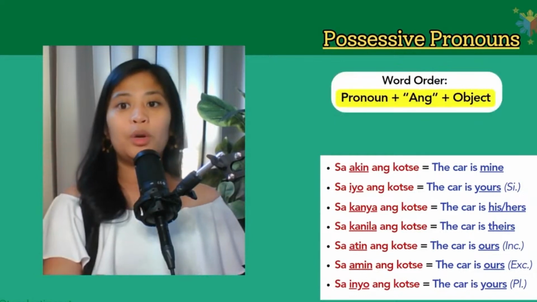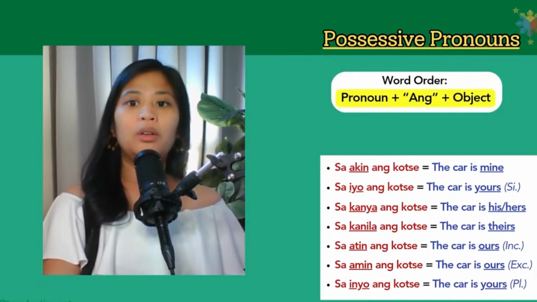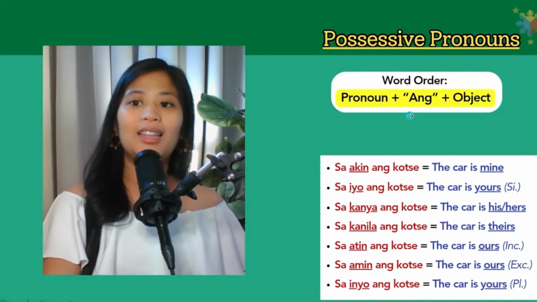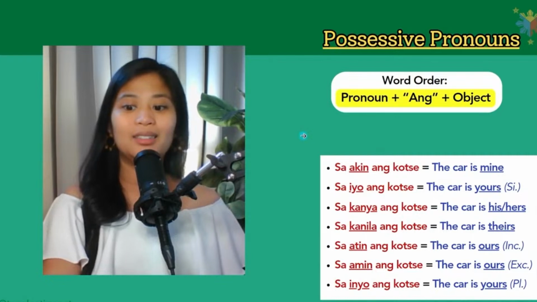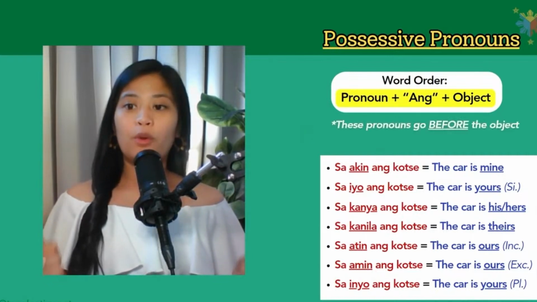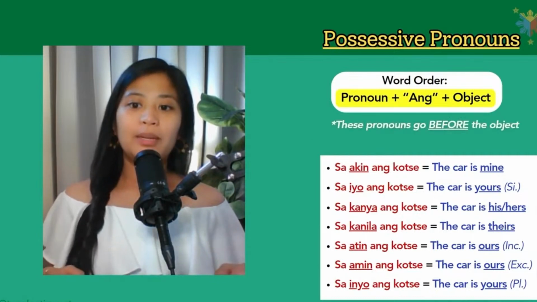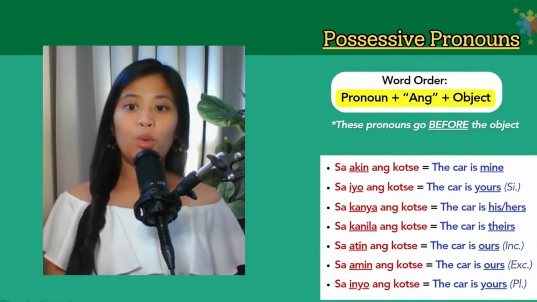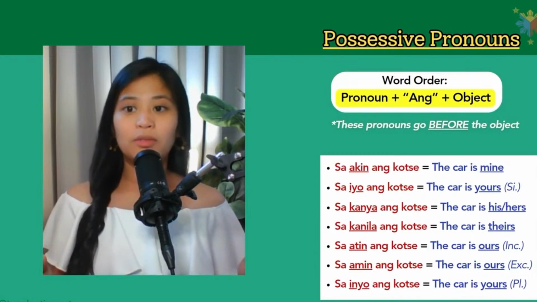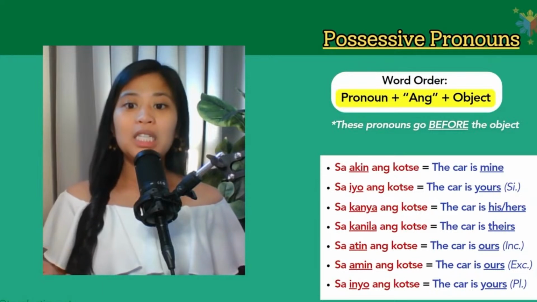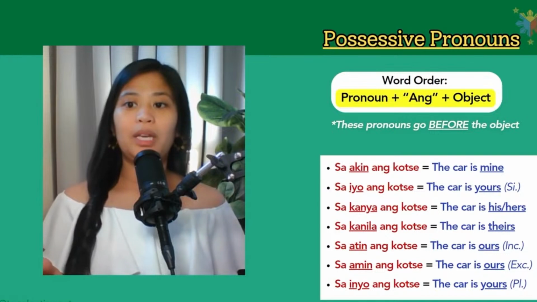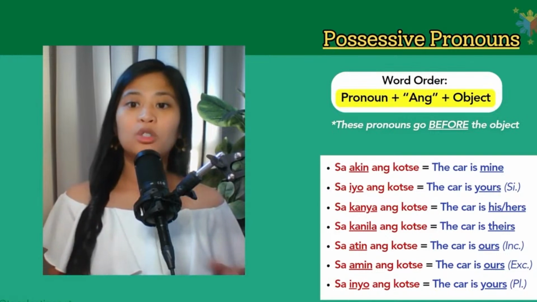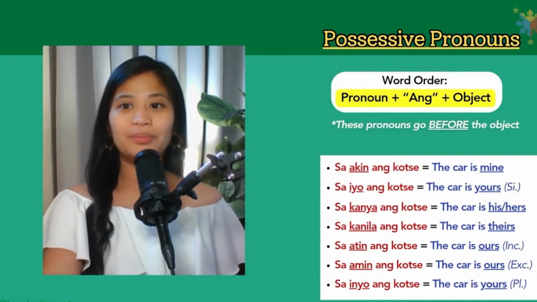So this is the word order now. It's the pronoun first, then it's ang, then it's the object. Sa akin ang coche, the car is mine. And these pronouns go before the object. Remember I had been saying that the pronouns ko, mo, nya never go at the start of the sentence? Well, for these pronouns, akin, iyo, kanya, they actually do go at the beginning and they go before the object. So that's kind of a difference there.